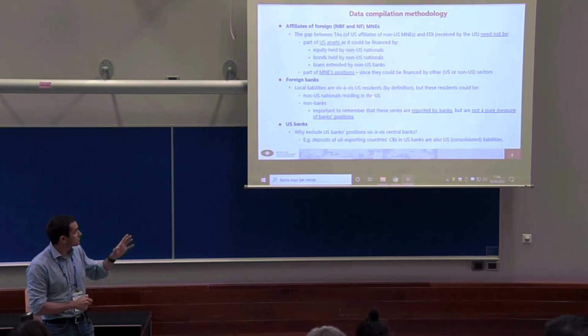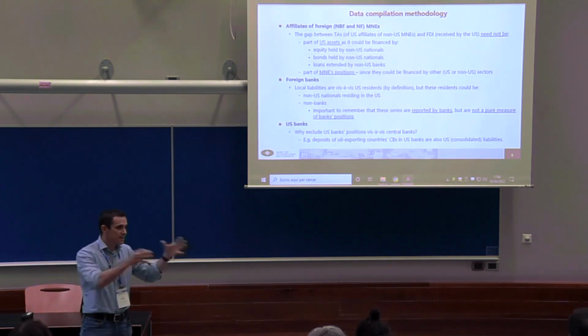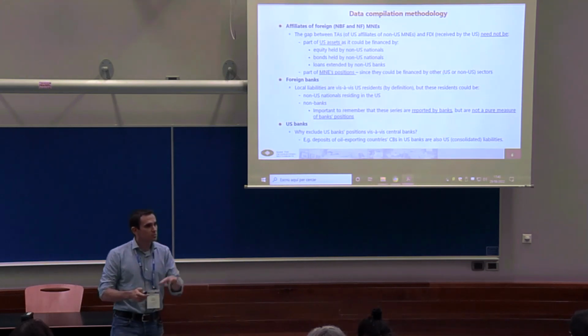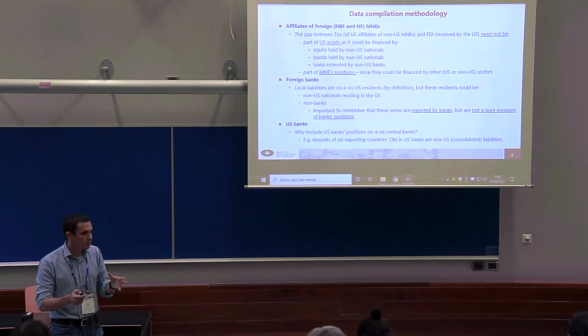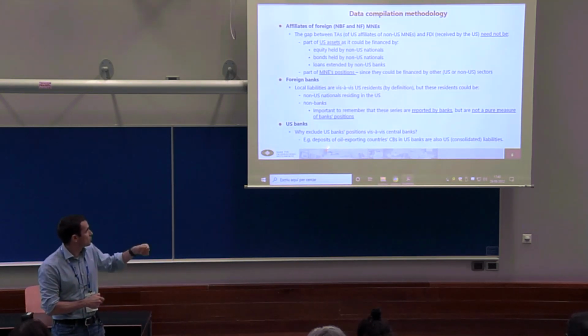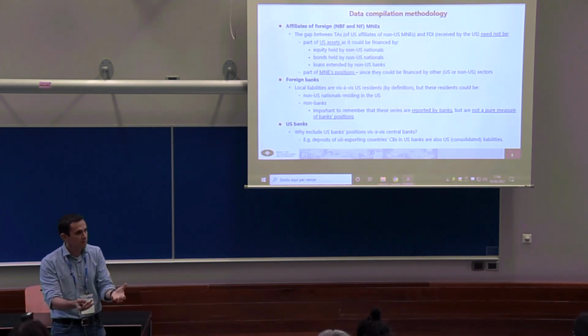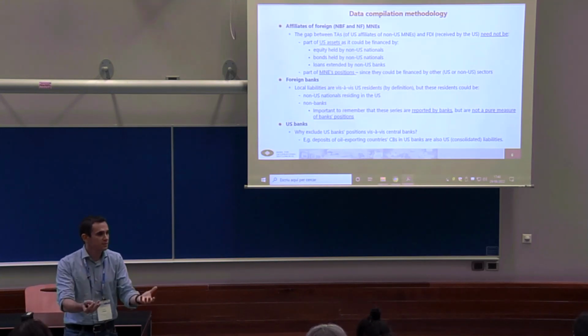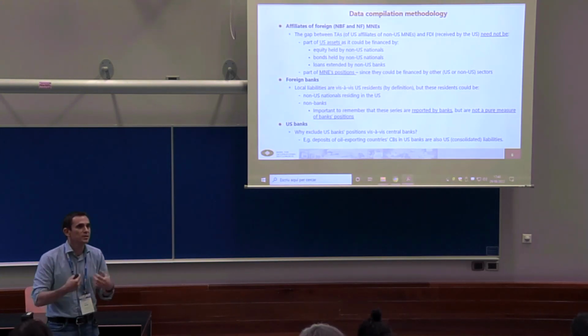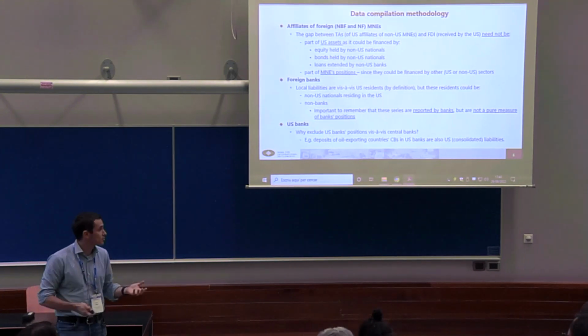Like I said, it's a bit of an indirect issue, but still important to keep in mind. When you are doing the compilation for US banks, you're excluding positions vis-a-vis related banks, which makes sense, but then also excluding central banks. I would keep central banks, because if you have deposits of oil-exporting central banks in US banks, these would still be liabilities of US entities vis-a-vis the rest of the world on a consolidated basis.